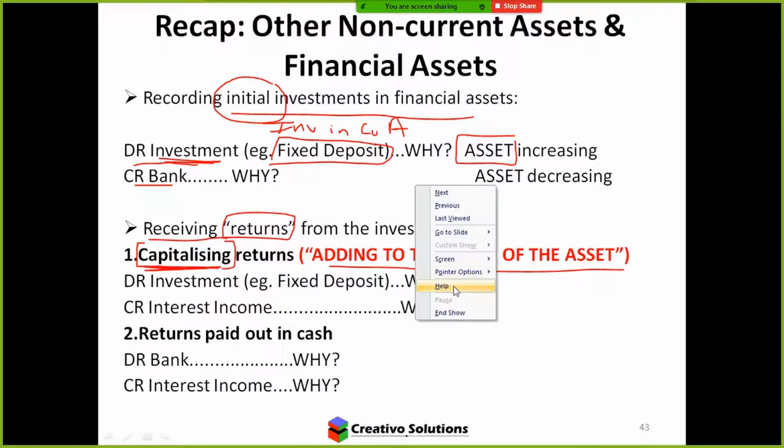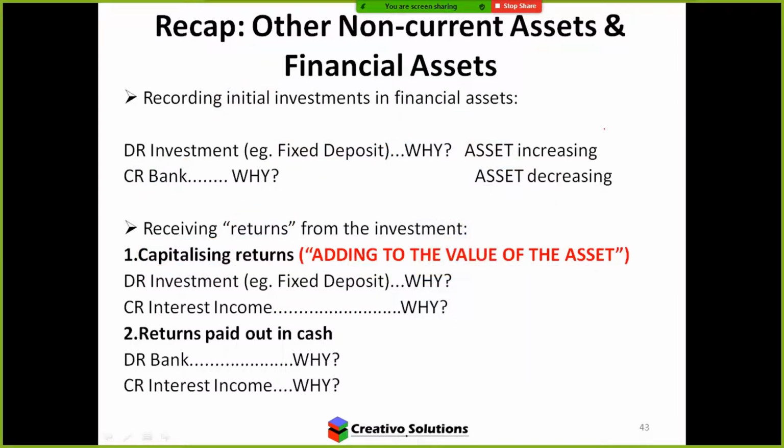Right, so let's assume I invested $1 million. So $1 million came out of the bank and $1 million went into the fixed deposits. What happens now when the bank is going to give me interest on the $1 million? Let's say they give you 10%, and you get 100,000. If I'm going to keep the investment and I don't want the 100,000, I want the investment to grow, then you're going to capitalize the interest.